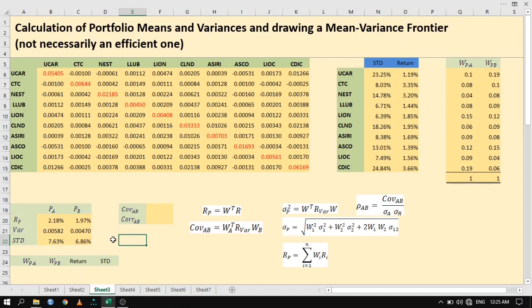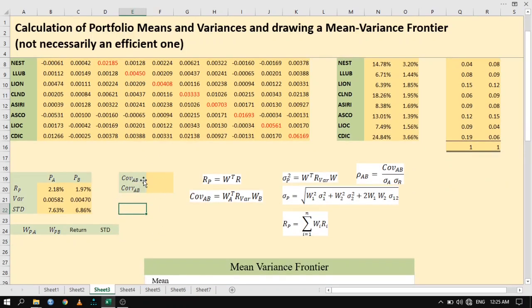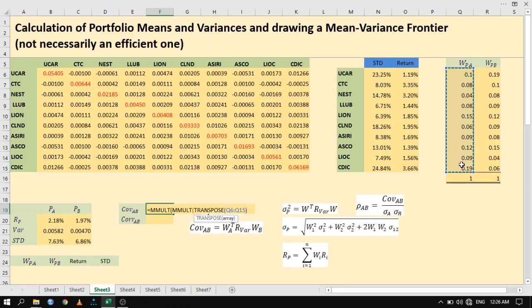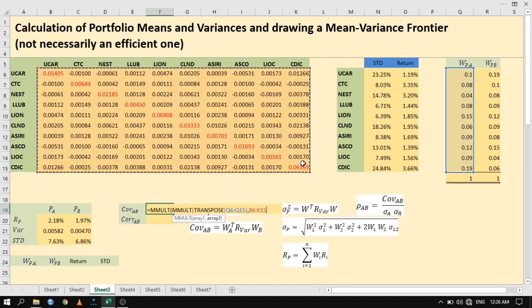The next thing I am going to do is calculate the covariance. I'm going to use this formula: covariance AB is equal to weight A transpose multiplied by the variance covariance matrix multiplied by weight B. Again we have three matrices to multiply. So equal MMULT, MMULT, and since we have a transpose, I am going to select weight A, close bracket, comma, variance covariance matrix, close bracket, comma, and weight B.